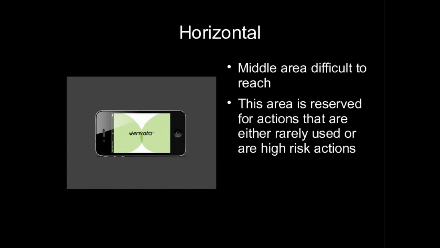When you keep the mobile phone in the horizontal position, both sides, left and right, are easy to reach for the thumb, but the middle area is difficult to reach. So the middle area we can reserve for keeping the icons that are rarely used or high risk actions.